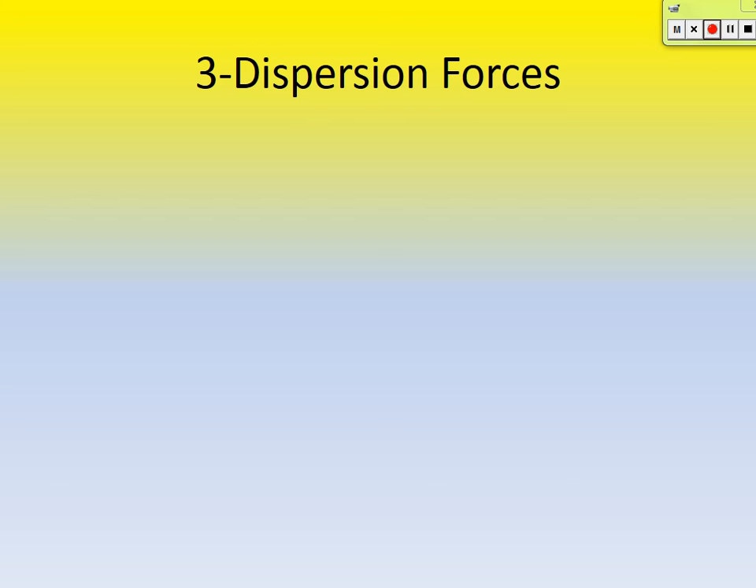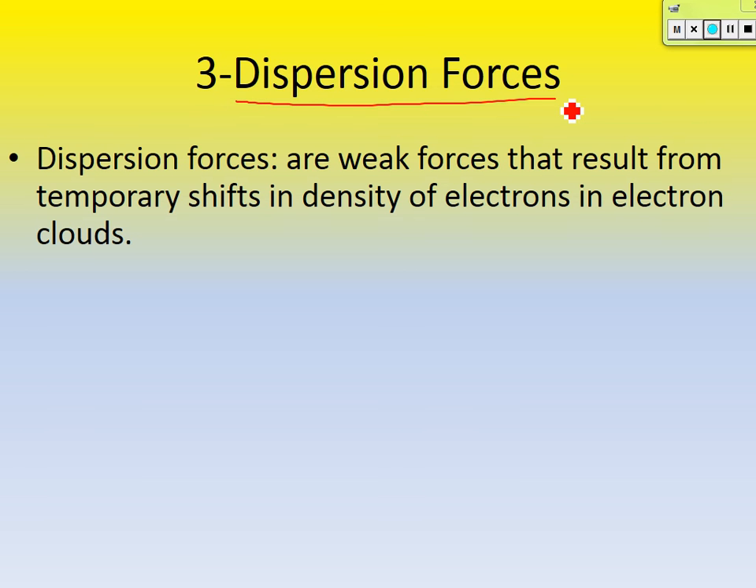Let's learn about the last type of intermolecular force, which is called dispersion forces. In your book, you're supposed to write down something here with the definition, but dispersion forces are very weak. They're the weakest of the intermolecular forces, and they result from temporary shifts in the density of electrons in the electron cloud. We've got a great animation that will demonstrate this in a second. But for right now, they're weak forces. They result in temporary shifts of electrons in electron clouds.